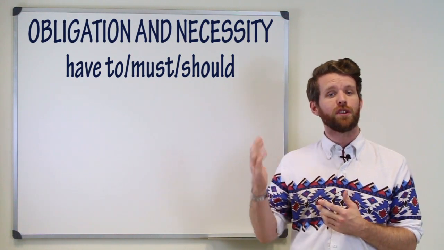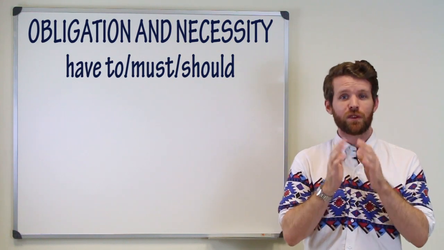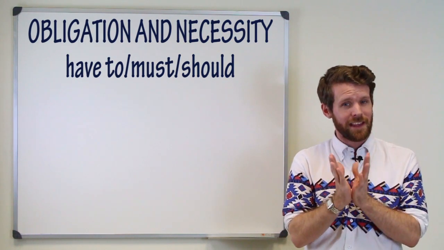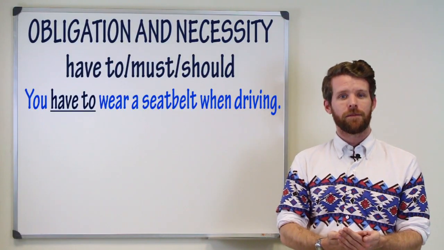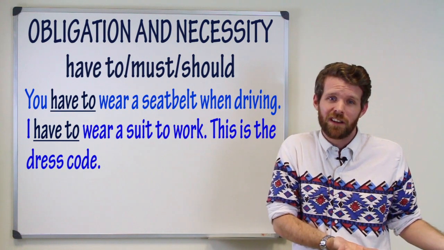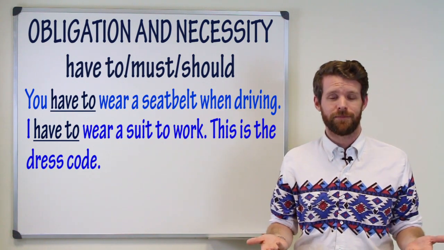Have to and must are used to express obligation. There is only a small difference in the way that they are used. Have to usually shows us that the obligation is externally imposed. It's generally used to describe laws or rules. You have to wear a seatbelt when driving. I have to wear a suit to work. This is the dress code.